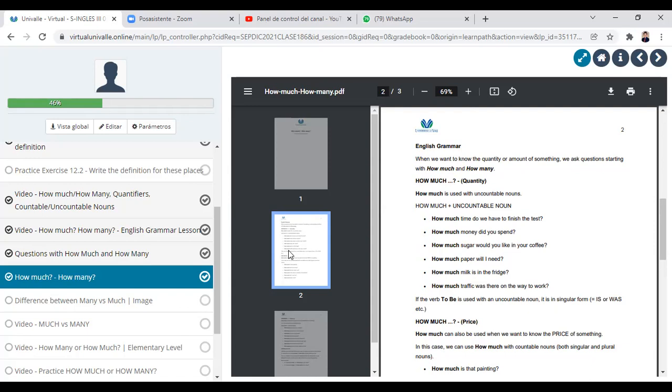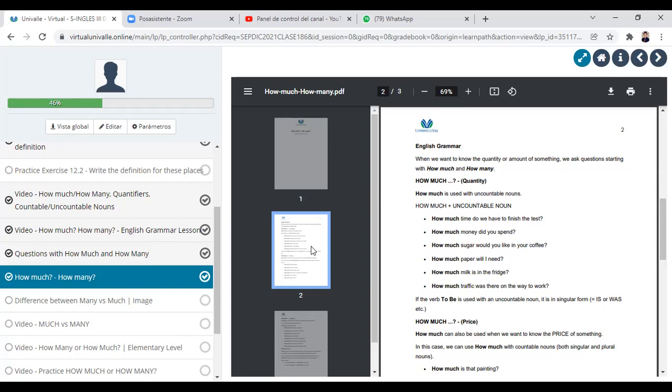How much time do we have to finish the test? How much money do you spend? How much sugar would you like in your coffee? How much paper will I need? How much milk is in the fridge? How much traffic was there on the way to work? If the verb to be is used with an uncountable noun, it is in singular form, is or was, etc.